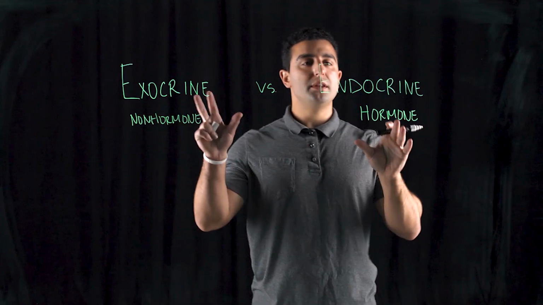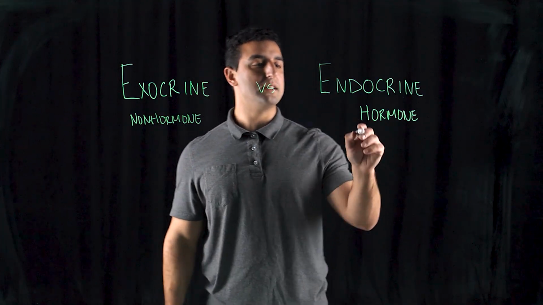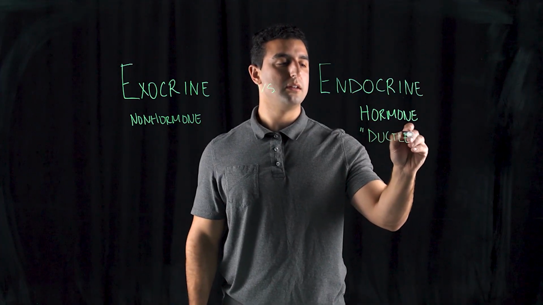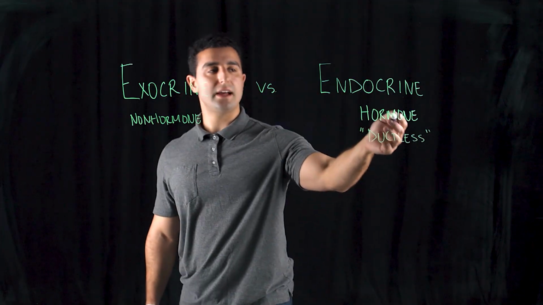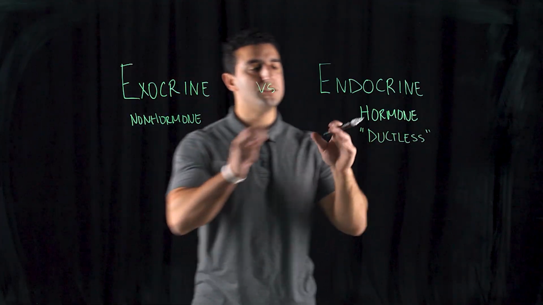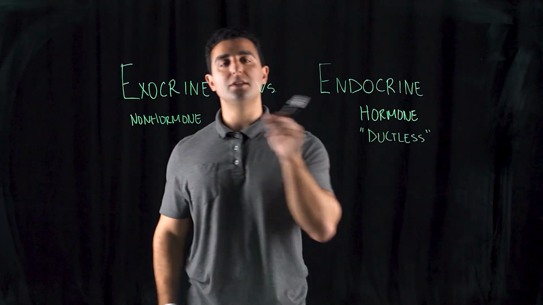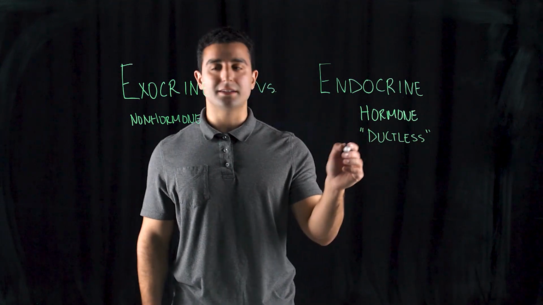So the difference between the two is the endocrine system, as I mentioned before, is a ductless system. So if I put this in quotes, ductless system, right? So rather than having ducts, it has hormones, right? So it's a ductless system, meaning that as soon as the hormones are produced in the endocrine system, they're secreted directly into the blood, right? And so they're not really stored in any real ducts.